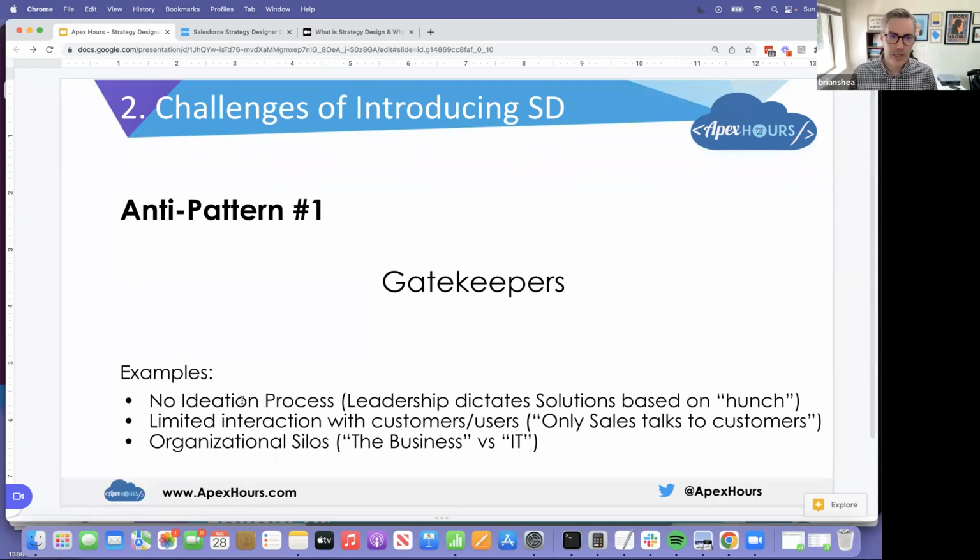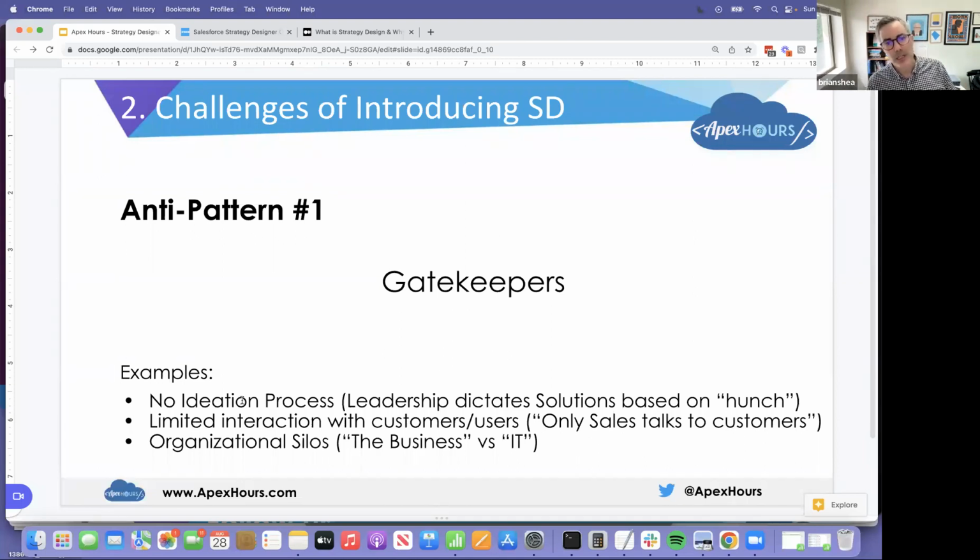experience. And what we want to do with strategy design methods is to break that open much more, bring it out into the open, and allow more people to participate in a way that's based on qualitative and quantitative data, and a little bit more structured. So that's one example of gatekeeper thinking.